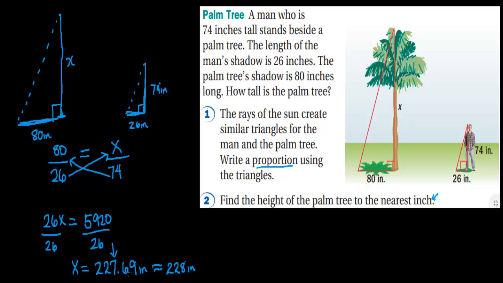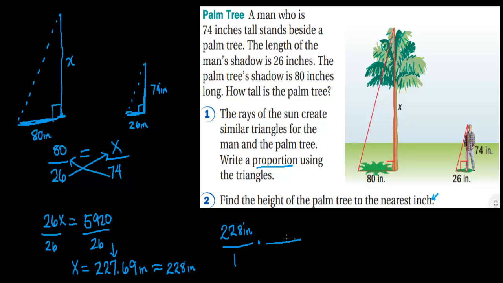So the number next to 7 is a 6. That means we round up and make this an 8. 228 inches. And I am curious, how much is 228 inches? Is that a lot? Let's change this into feet so we can understand better how high this palm tree is. So you know what to do. 228 inches. I want to change that into feet.